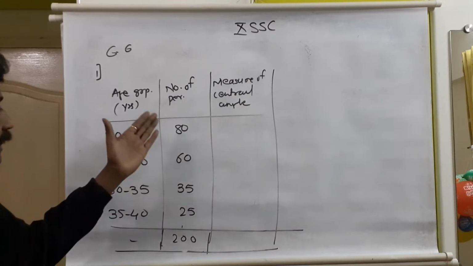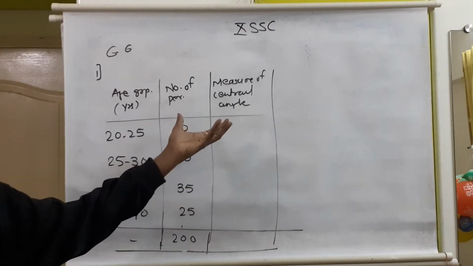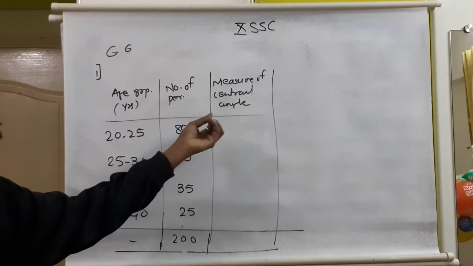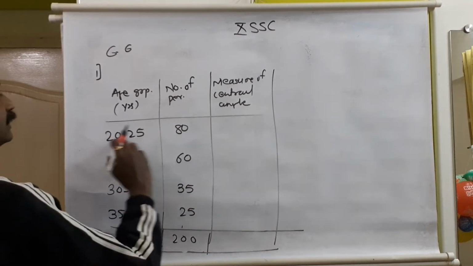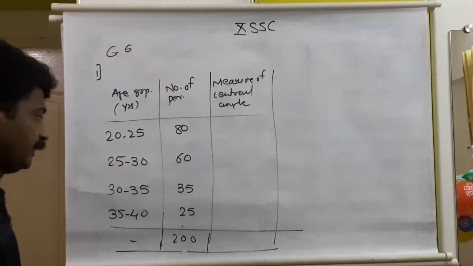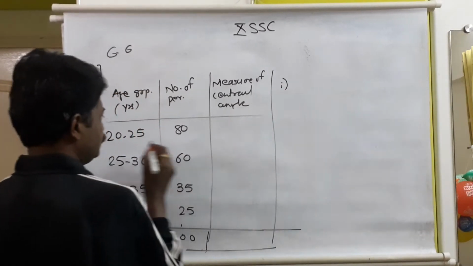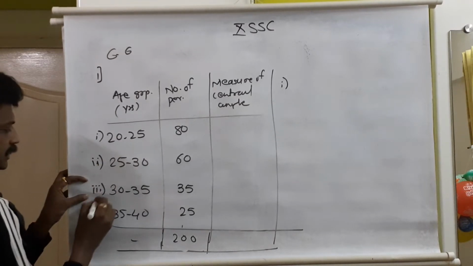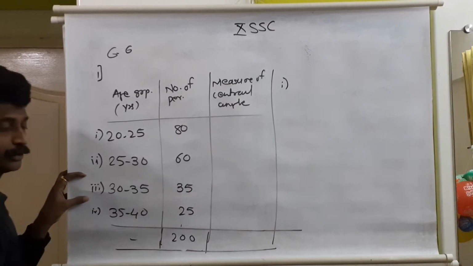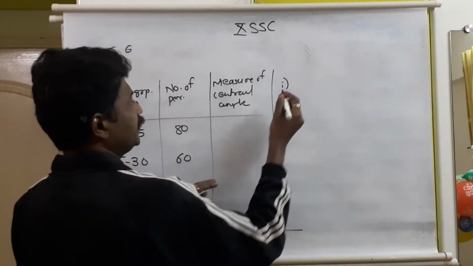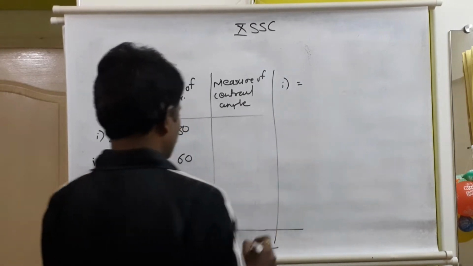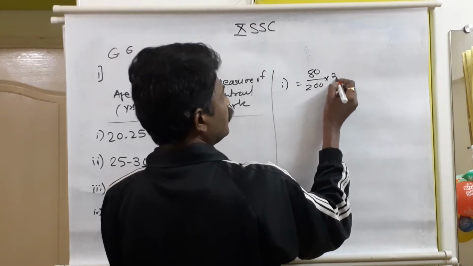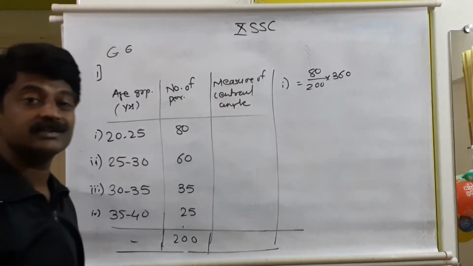So we need to convert it into a central angle. If out of 200 people, then out of 360 degrees, how many degrees? That will be the central angle for the age group 20 to 25. So how to find it? We'll label this as class 1, this as 2, this as 3rd class, and this is the 4th class. So we will do the calculation there. Central angle for 20 to 25 class 1 is equal to 80 out of 200, then out of 360 degrees, how much? Why is 360 taken?